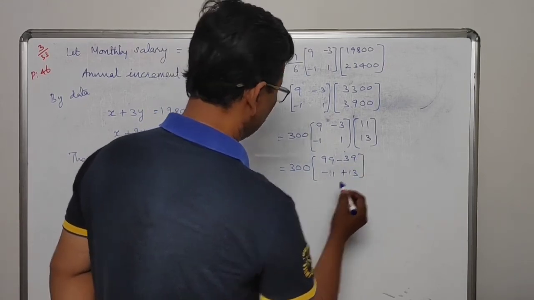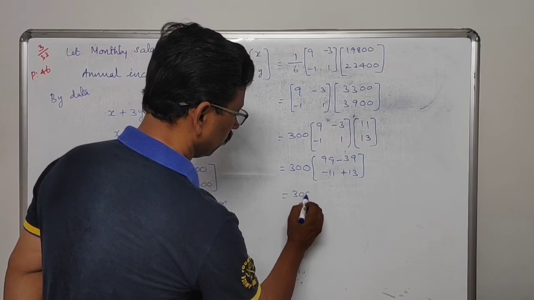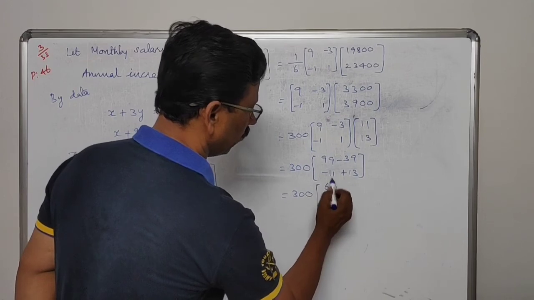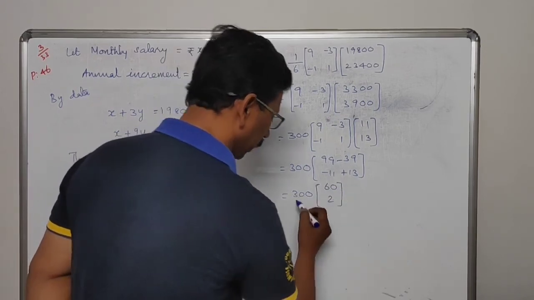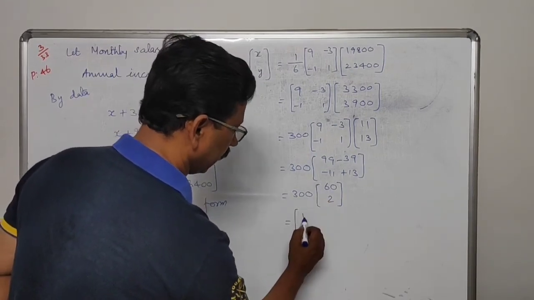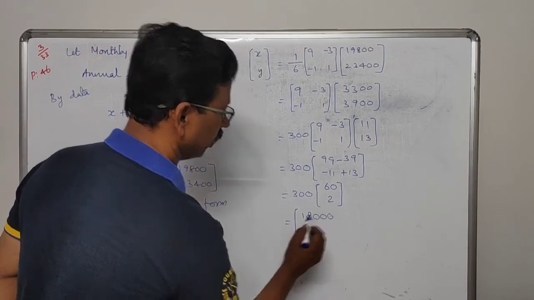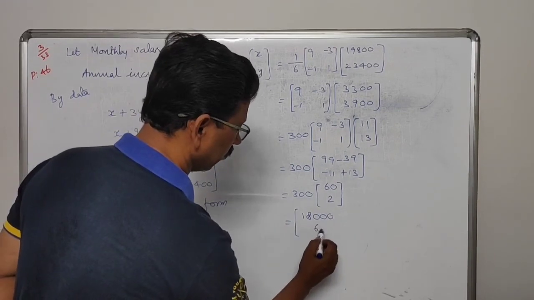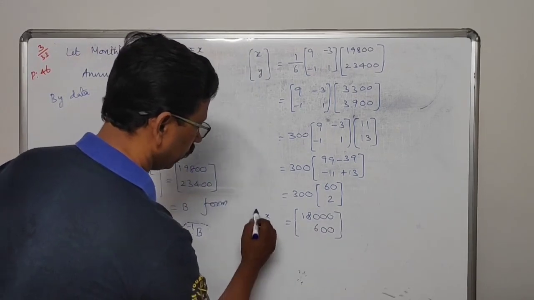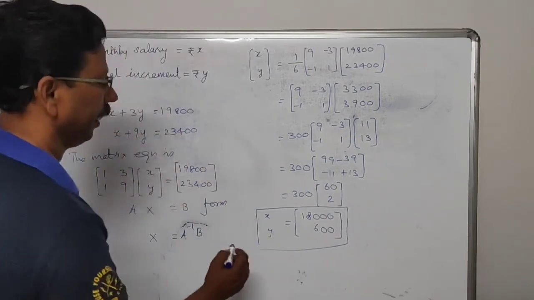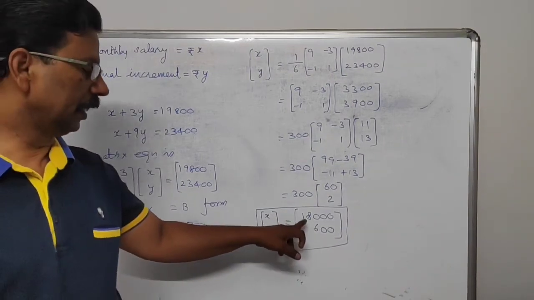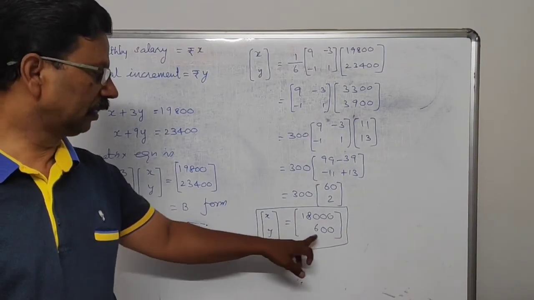Now this is equal to 300 into 99 minus 39 gives 60, then this is 2. When you take the 300 inside, you get 18,000 and 600. Now X, Y equal to 18,000 and 600. So his monthly salary is 18,000 rupees, and his fixed annual increment is 600 rupees.